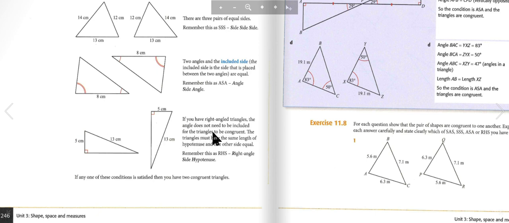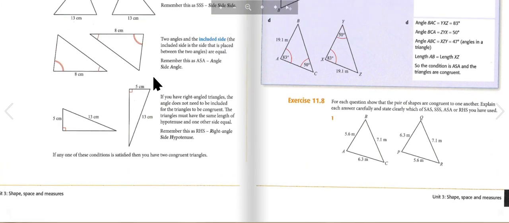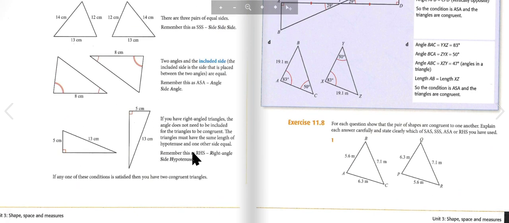to be congruent. The triangles must have the same length of hypotenuse and one other side equal. Remember this as RHS, right angle, hypotenuse, side. I think it's a typo and it's supposed to be RSH. Yeah, RSH. If any one of these conditions is satisfied, then you have two congruent triangles.